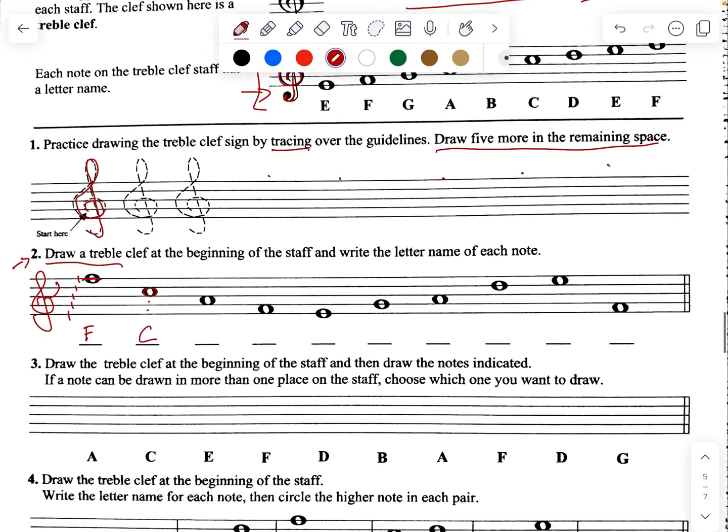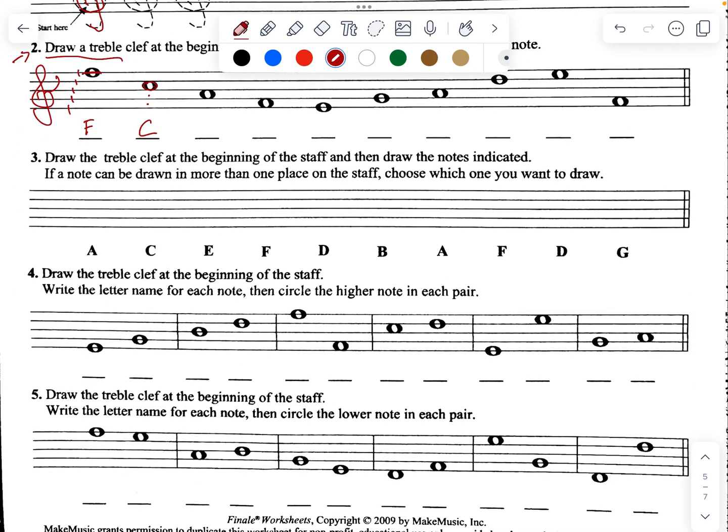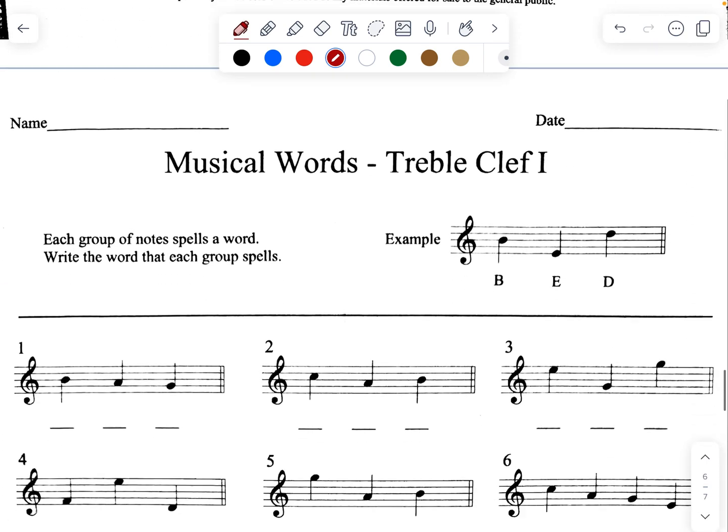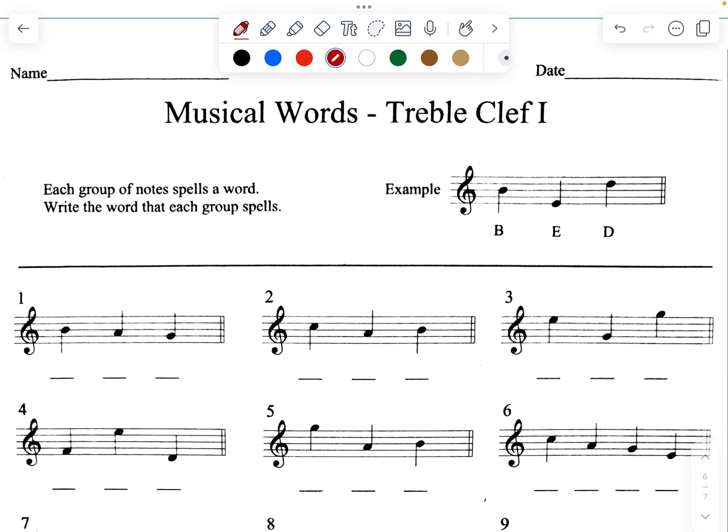Okay, so follow directions here on this worksheet. Really kind of learn about the notes that are on lines and spaces. Get as good as you can so that you can actually have fun with these last 2 worksheets. All right, for these last 2 worksheets, you're going to use your knowledge of pitch and the names of the notes to spell musical words.